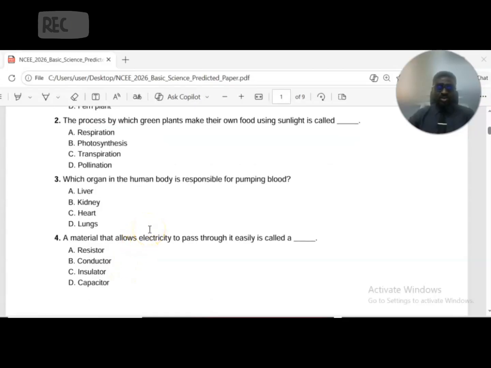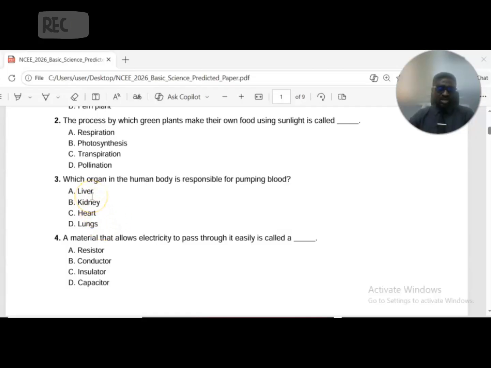Which organ in the human body is responsible for pumping blood? Or you could also say for circulating blood around the body. A, liver, B, kidney, C, heart, D, lungs. What is the correct answer? I know you will go for option C, the heart. The heart is the muscular chamber that pumps blood around the body to circulate dissolved oxygen and nutrients around the body for the release of energy, or what we call adenosine triphosphate, ATP, in the end.